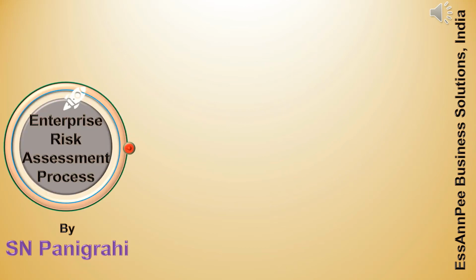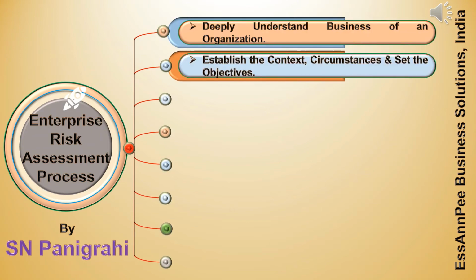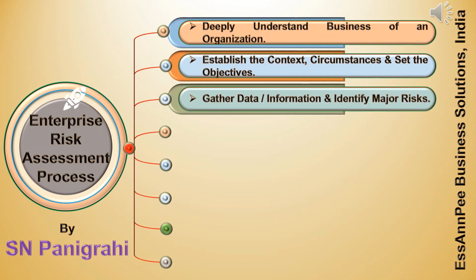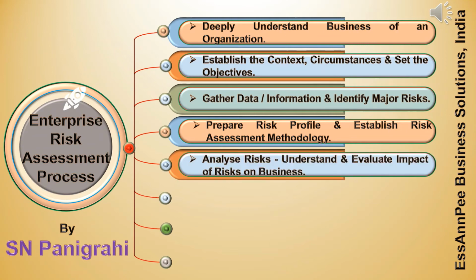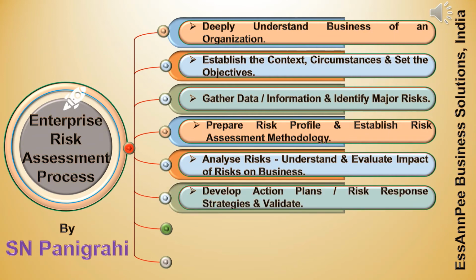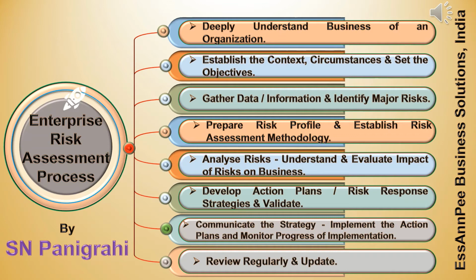First, deeply understand the business of an organization. Then establish the context, circumstances, and set the objectives. Next, gather data, information, and identify major risks. Prepare risk profile and establish risk assessment methodology. Analyze risks, understand and evaluate impact of risks on business. Develop action plans, risk response strategies, and validate. Communicate the strategy, implement the action plans, and monitor progress of implementation. Last but not least, review regularly and update.